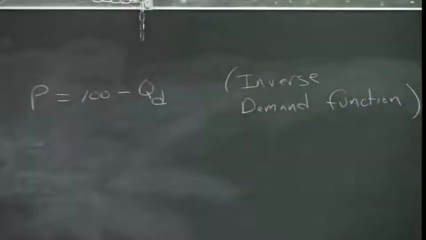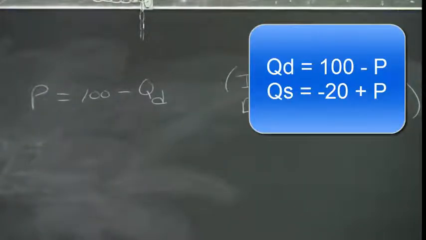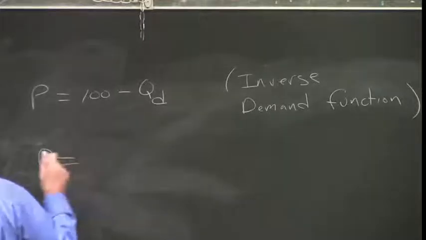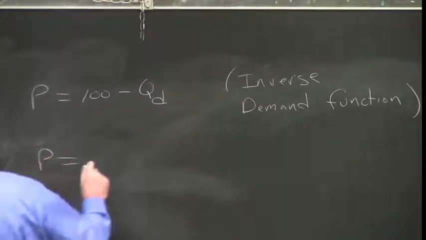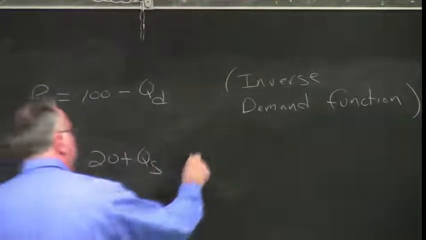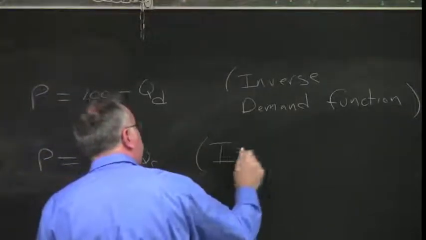And we could do the same thing to the supply curve. If we solve for P, all you'd have to do is add 20 to both sides. And we could write this as P, let's put P on the left-hand side, equals 20 plus QS. So this is really the inverse supply curve, or inverse supply function.